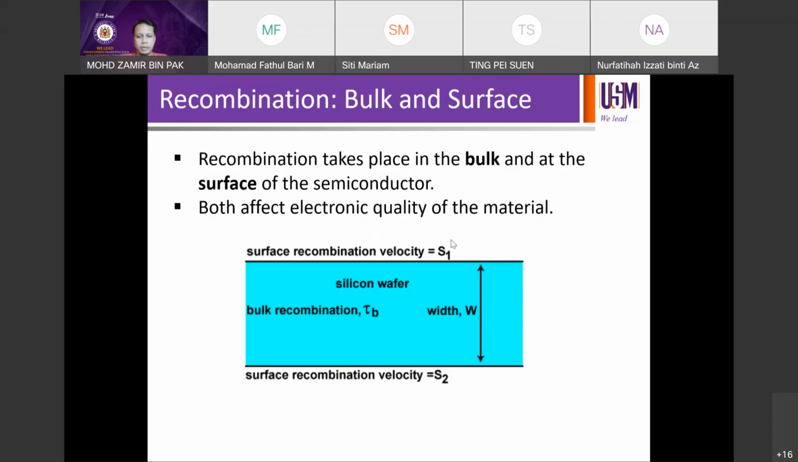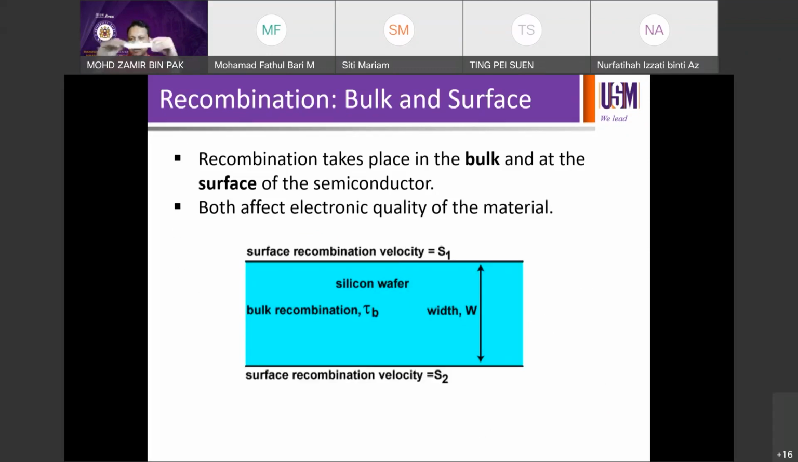So recombination, we have discussed the abstract concept and the condition of recombination. Now I would like to extend that into an actual sample. Let's say this is your silicon layer, a silicon wafer, for example. It can be gallium arsenide, it can be some others, but just silicon as a reference.